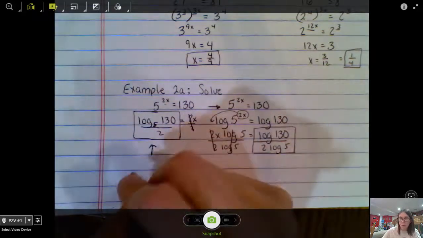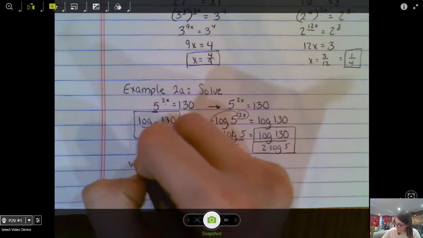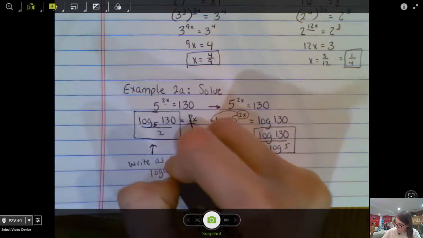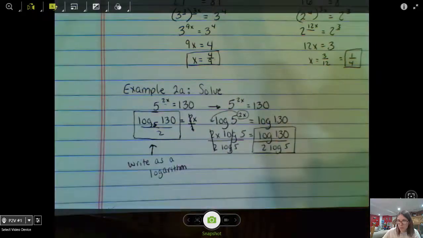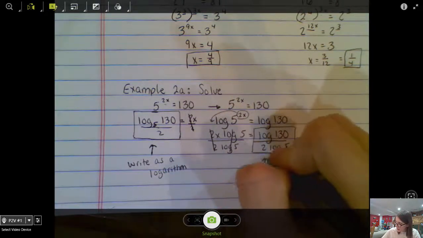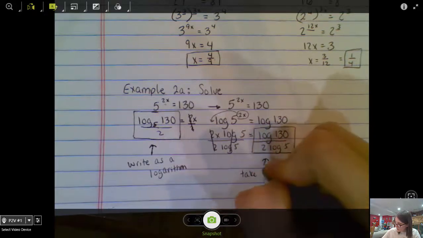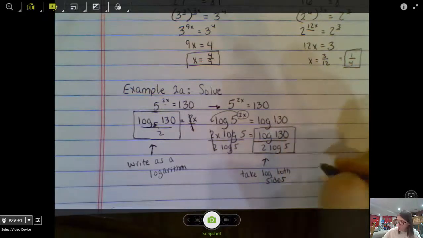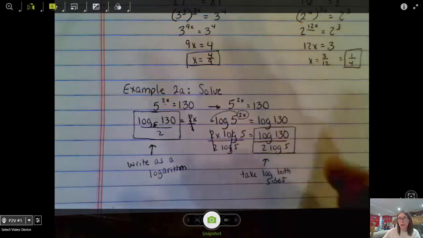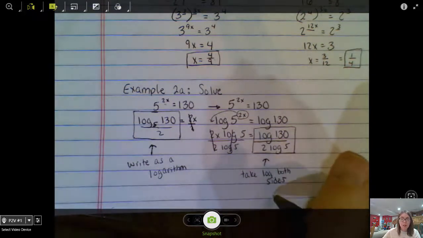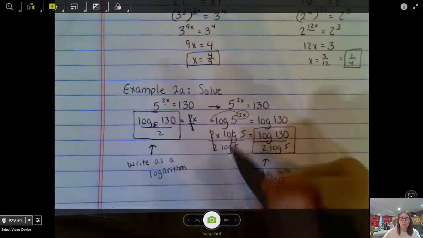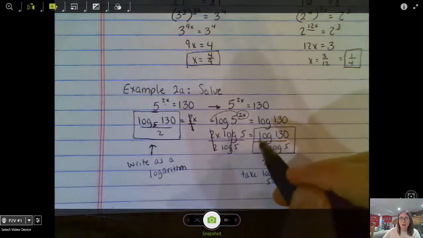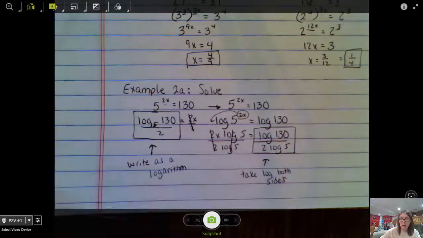So just as a recap, one of our strategies is to write as a logarithm. Our other strategy is to take the log of both sides. And again, it's totally up to you what strategy you like better. Taking the log of both sides, you typically have to use your logarithm properties a little bit more, especially for this little part here, where we pull your exponent to the front. But that's not really too big of a deal either. So again, up to you what you want to do.